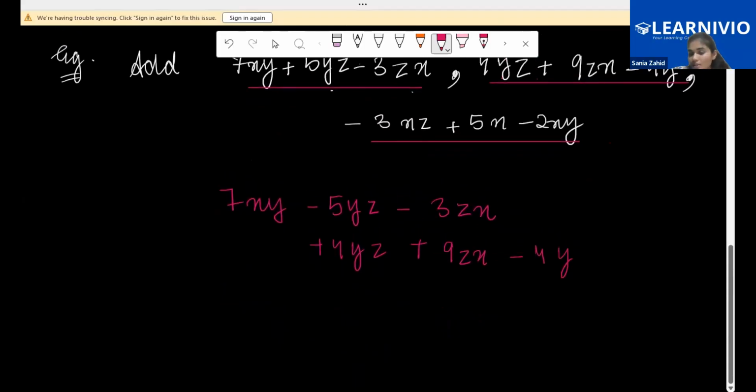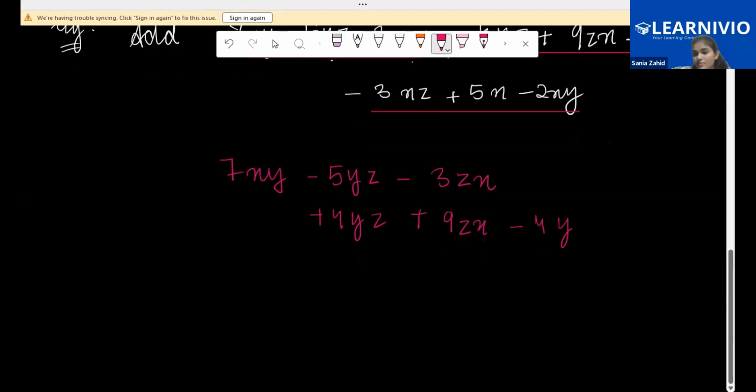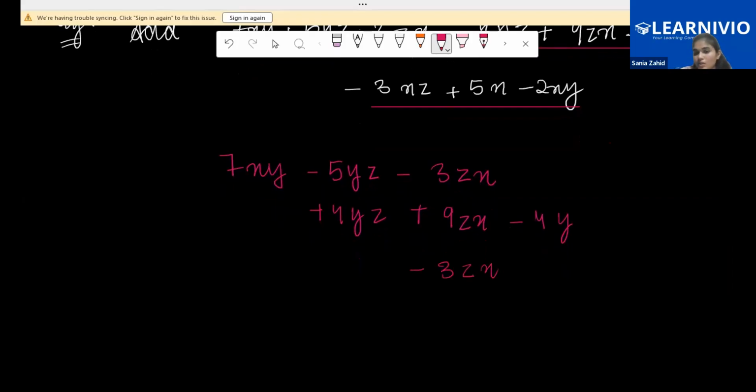Now look at the third one. Come to the third expression now. The third one is minus 3xz. Where should I write minus 3xz? Below plus 9. See, zx and xz is the same thing. So I can write down minus 3 like this only, to maintain the structure of the entire column. Then I have plus 5x. There is no such column. So I'll make another column. Then minus 2xy.